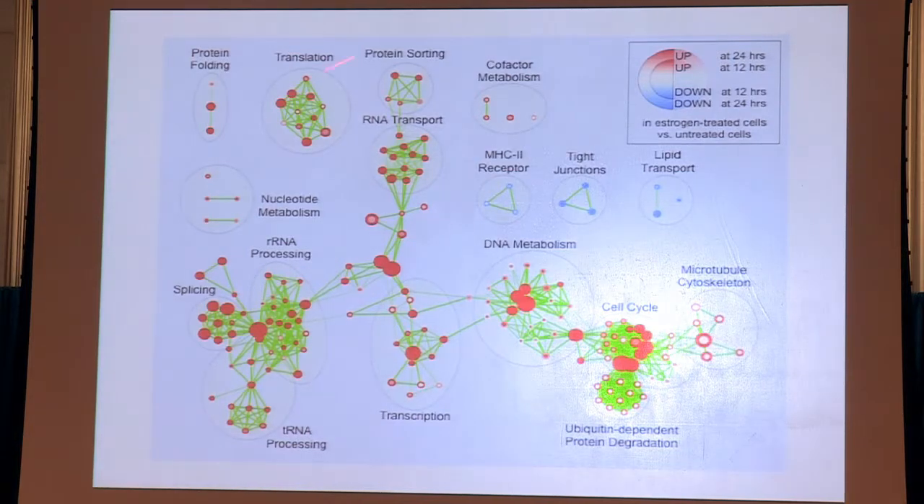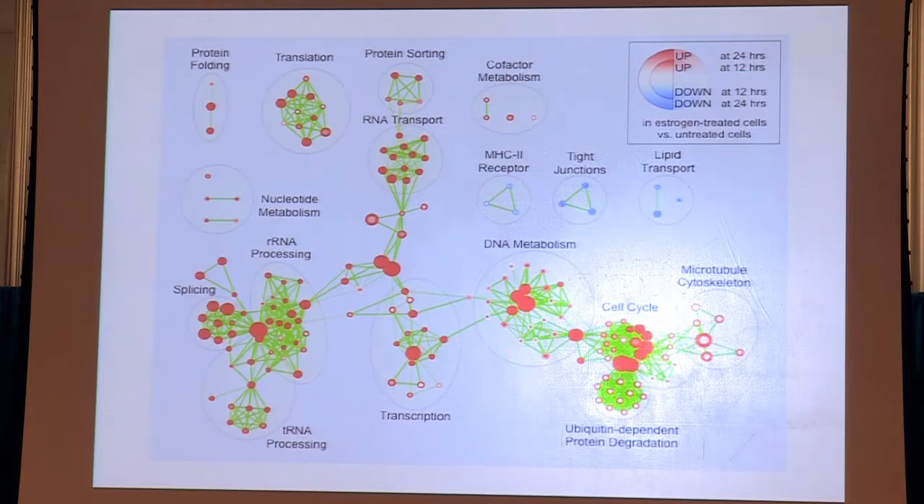So we can see a lot of these circles are all red, which means that the pathways were enriched at both early and late time points. So a lot of pathways are not really changing between the early and late time points. But we can find a few areas where things are changing. For instance, in this portion of the map, there's quite a lot of change. So ubiquitin-dependent protein degradation, cell cycle, and microtubule cytoskeleton generally weren't as enriched at the early time point, but they're much more enriched at the late time point.